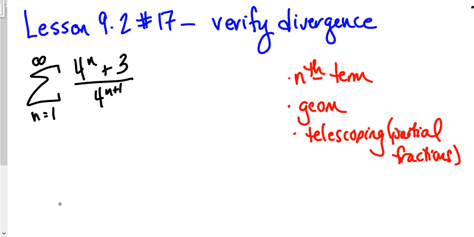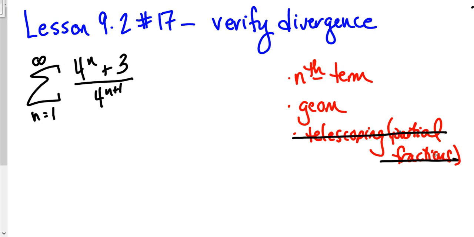Hi, this is problem 17 in lesson 9.2. The directions in this question say to verify the divergence of the series. This is a significant hint because I know right now that I can remove the idea of using partial fractions and finding a telescoping series from the list.